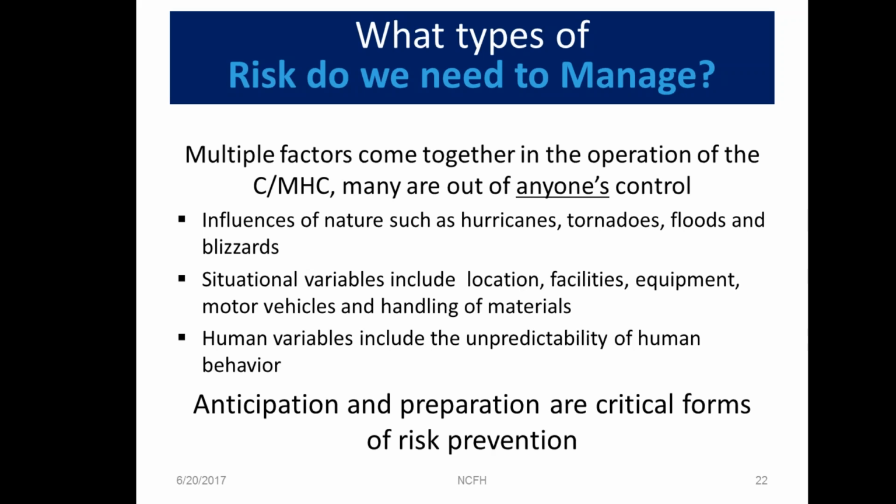Situational variables include location, facilities, equipment, motor vehicles, and handling of materials. All of those things are situational, and there are things that can go wrong. There are many, many more. Those are just examples of them.